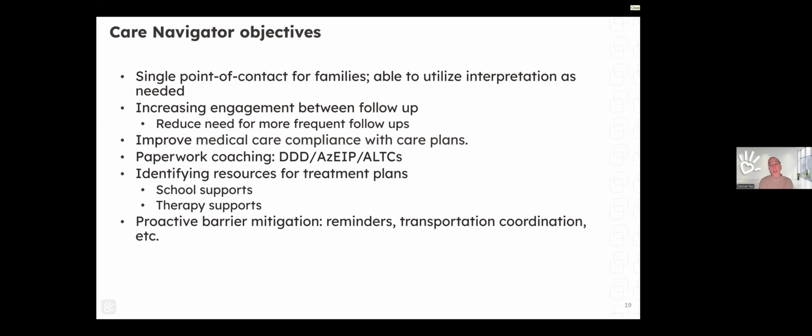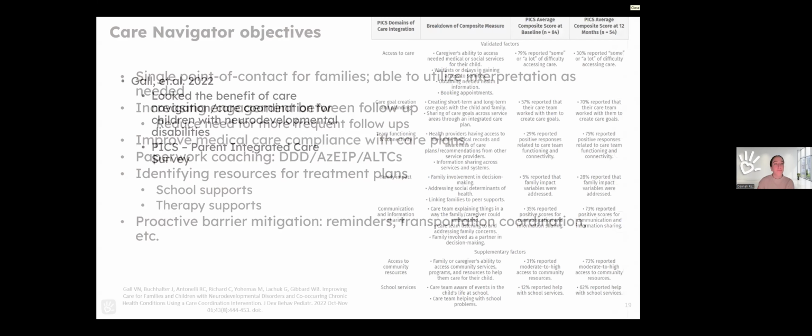So oftentimes when a child would be seen in developmental pediatrics and these recommendations would be put into place, because of concern for some of these families falling through the cracks, or these limited resources not allowing them to follow up on the recommendations that were given, we wanted to see them more frequently to make sure that didn't happen. The aim is to improve medical care compliance, provide paperwork coaching, identify resources for treatment plans such as school supports and therapy supports, and certainly be proactive to mitigate barriers that may come up for the family.